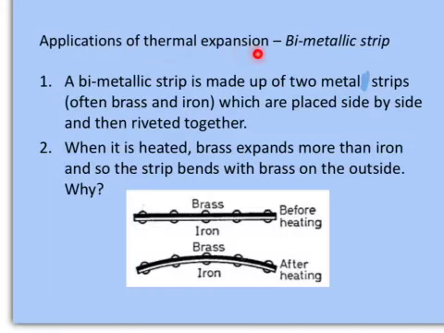Applications of thermal expansion. The first example is bimetallic strip. A bimetallic strip is made up of two metal strips, often brass and iron, which are placed side by side and then riveted together. These are rivets. When it is heated, brass expands more than iron, and so the strip bends with brass on the outside. Here it is, before heating, after heating.